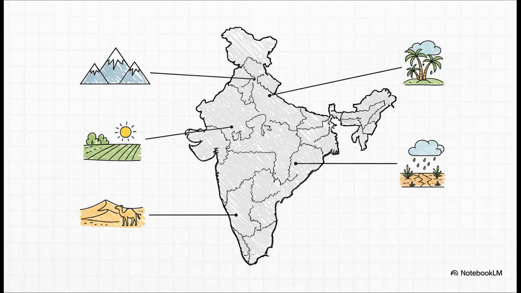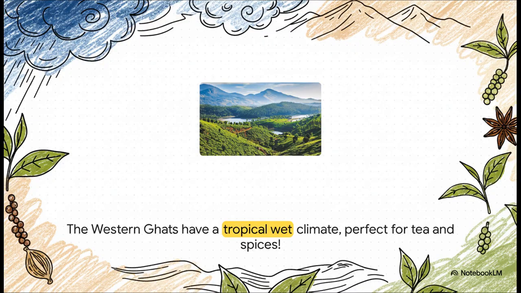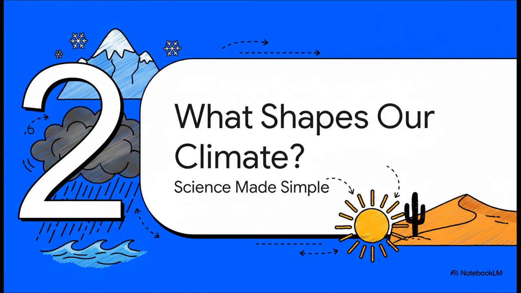Easy peasy. And you know what's really cool? The climate decides what we can grow. The Western Ghats get tons of rain, right? A tropical wet climate. And that's exactly why we get all our amazing tea and fragrant spices from places like that. So you see, climate is connected to everything, even your morning cup of chai. But the big question is, why? Why is our climate so varied? Well, that takes us to our next section, where we'll look at the simple science behind it.